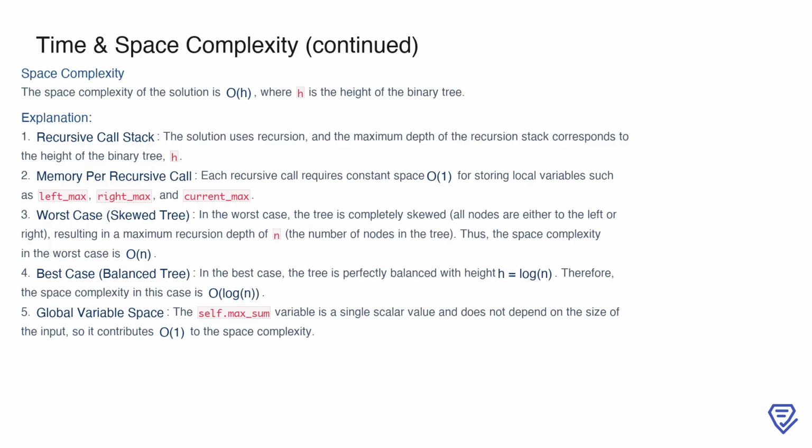In the worst-case scenario, where the tree is completely skewed, like a linked list, the height of the tree equals the number of nodes, n, so the space complexity becomes O(n). In the best-case scenario, where the tree is perfectly balanced, the height is logarithmic, h equals log n, leading to an O(log n) space complexity. Additionally, the solution uses a single global variable, self.max_sum, to store the maximum path sum, but this scalar value requires only O(1) space and does not depend on the size of the tree. Therefore, the overall space complexity depends entirely on the recursion depth, which is O(h).